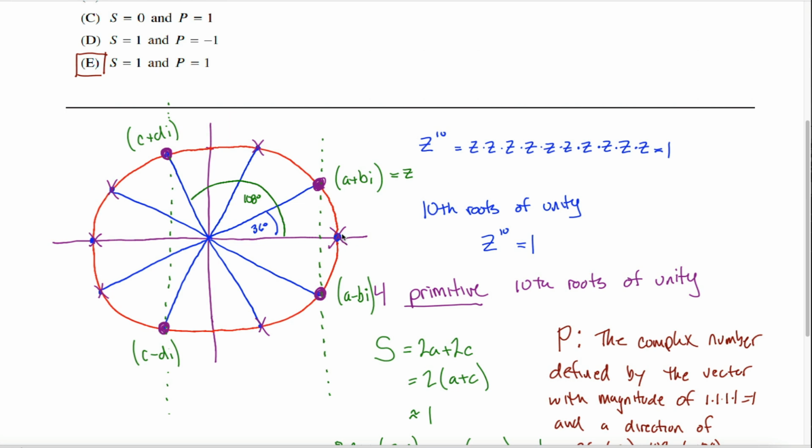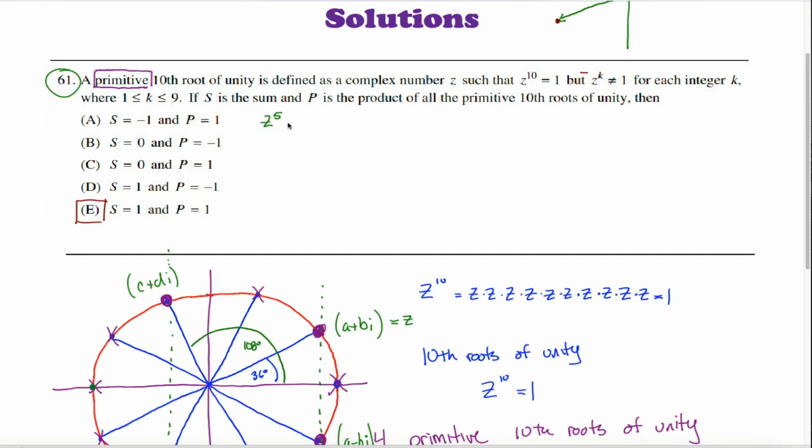That same trick allows me to think about z to the 5th power. If I added this angle to itself 5 times, it would take me over here to this point with the real part of -1 and an imaginary part of 0. In other words, -1. So z to the 5th power must be equal to -1. Therefore, z to the 5th power plus 1 must be equal to 0. I've got this 5th degree polynomial that I want to solve.